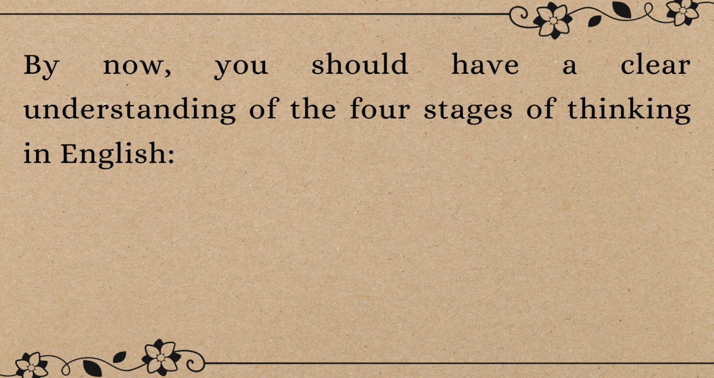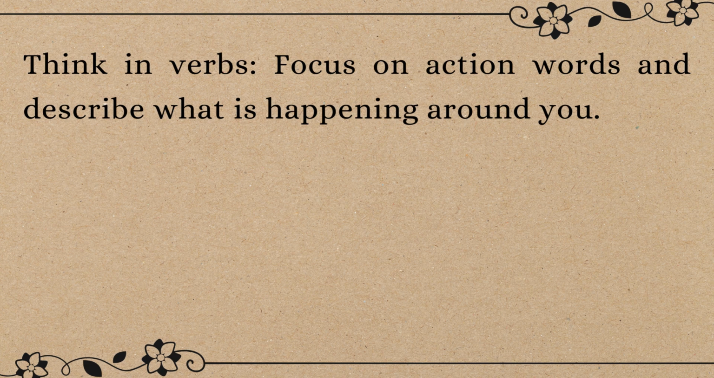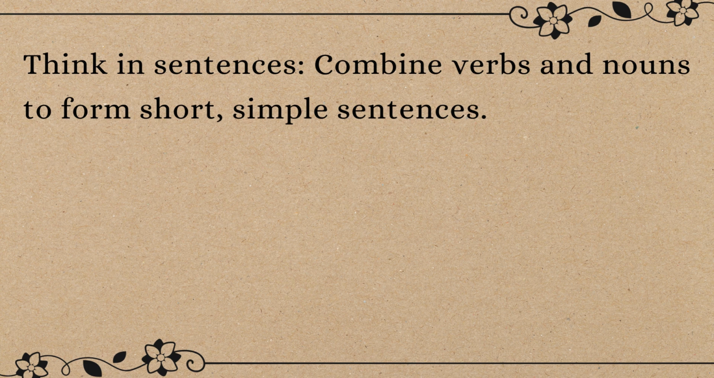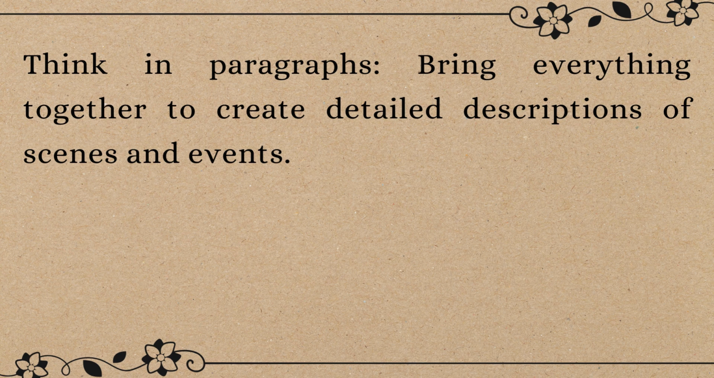By now, you should have a clear understanding of the 4 stages of thinking in English. Think in verbs, focus on action words, and describe what is happening around you. Think in nouns. Name the people, places, and things you see in your surroundings. Think in sentences. Combine verbs and nouns to form short, simple sentences. Think in paragraphs. Bring everything together to create detailed descriptions of scenes and events.